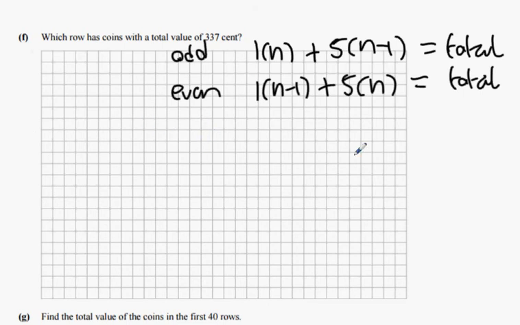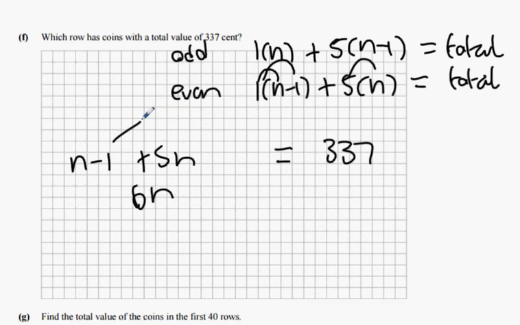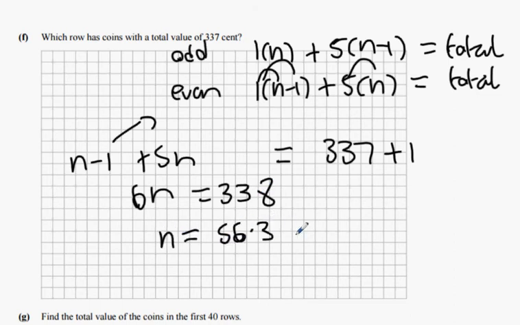Here's what happens with even. We're going to say the total is what, guys? The total is 337. What's 1 times n minus 1? n minus 1. 5 times n? 5n. n plus 5n? 6n. Bring the 1 over to the other side. 338. Now, here's the problem. n will only equal 56.3. Is there such a thing as the 56.3 row?